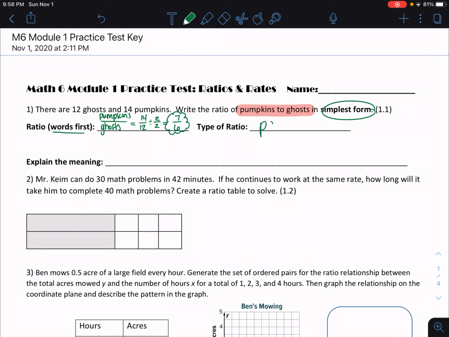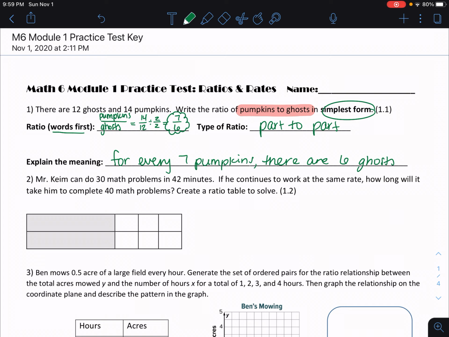This ratio is a part-to-part ratio, because they give you two different items. They don't ask you about a whole or a total amount. To explain the meaning, we are going to say that for every 7 pumpkins, there are 6 ghosts. So how are those things related? For every 7 pumpkins, there are going to be 6 ghosts. A part-to-whole relationship has a different kind of sentence. So this is the part-to-part meaning.